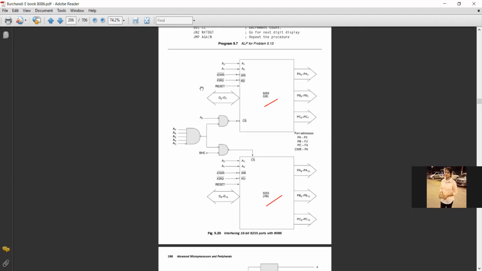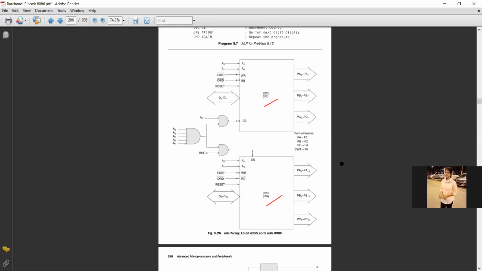Whenever A0 is equal to 0, then the corresponding lower bank will be selected. When BHE bar is 0, then the corresponding high bank will be selected. Is it clear? Yes, sir. If both are 0, then both the banks will be selected.